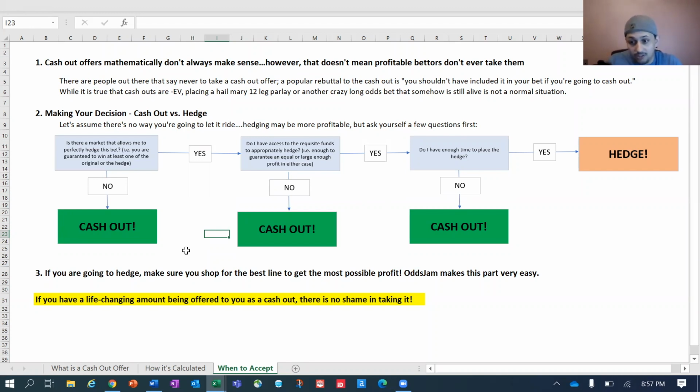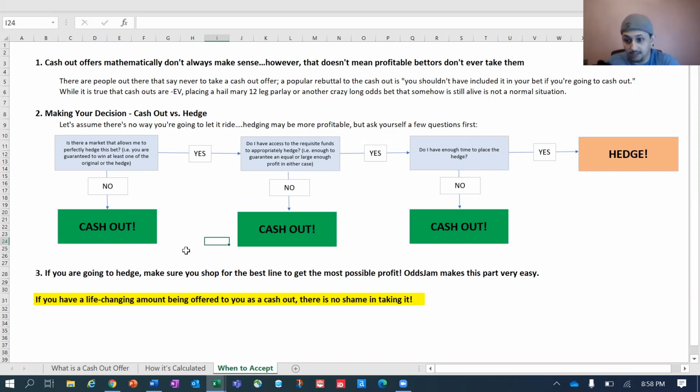So we're going to walk through a little decision tree really quickly. We're going to assume here that there's no way you're going to let this ride. It doesn't matter what the bet would be, how much you'd have to put out. You want to close out this position. So first off, is there a market that allows me to perfectly hedge this bet? Like with Jonathan Taylor as that example, with an anytime touchdown parlay, if you can get a bet down on him to not score, then you can perfectly hedge out of that, right? Because there's only two outcomes.